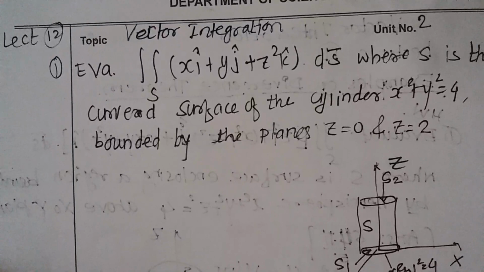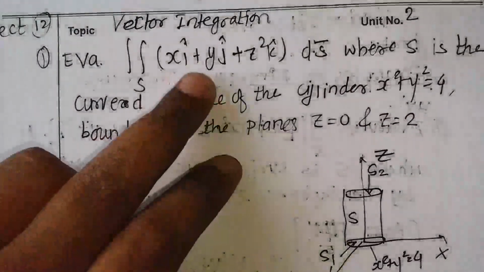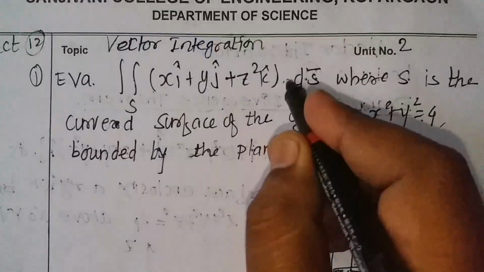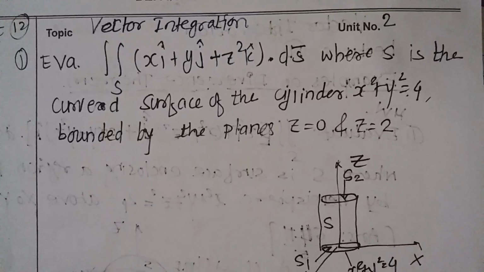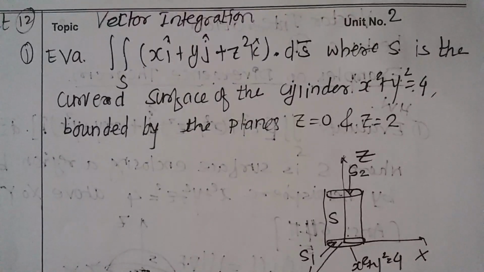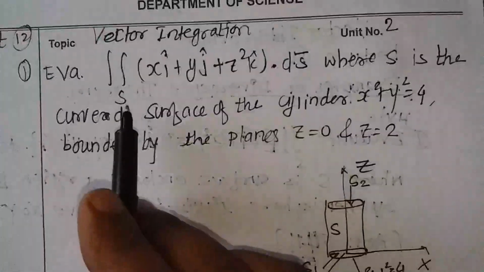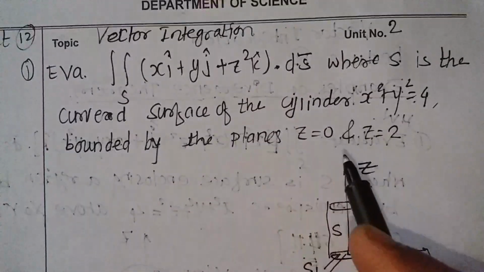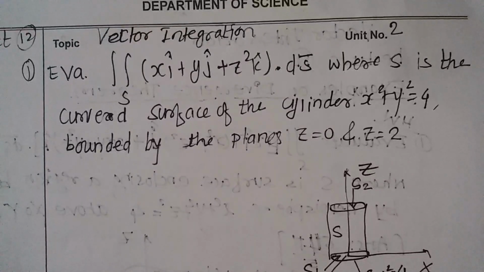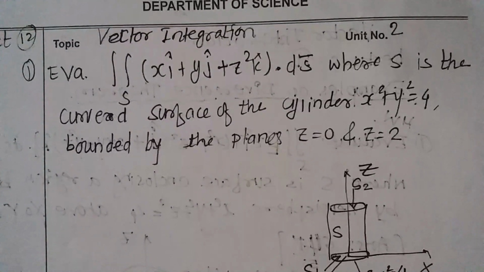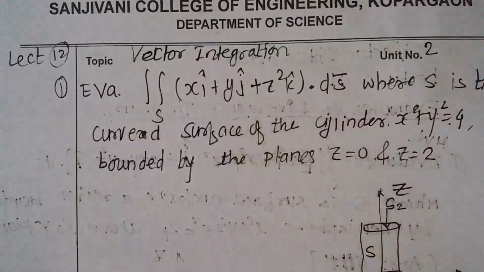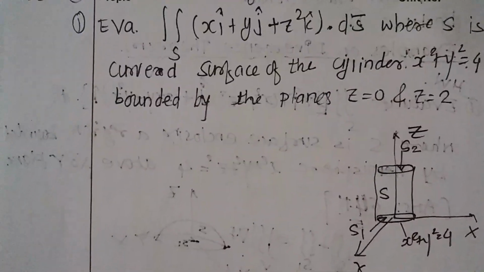Okay, so the first problem is evaluate the double integral over S of (x i cap plus y j cap plus z square k cap) dot dS bar, where S is the curved surface of the cylinder x square plus y square equal to 4 bounded by the planes z equal to 0, z equal to 2. Here the meaning of S is the curved surface of the cylinder. If you draw a cylinder, for every cylinder you will find one curved surface and two plane surfaces. So here we need to calculate the double integral over only the curved surface. This is what the meaning of the curved surface of the cylinder is.